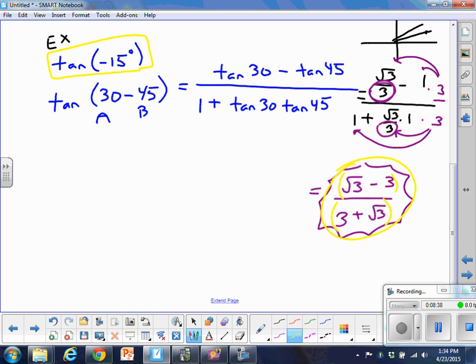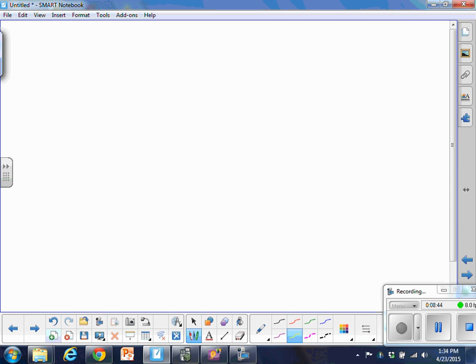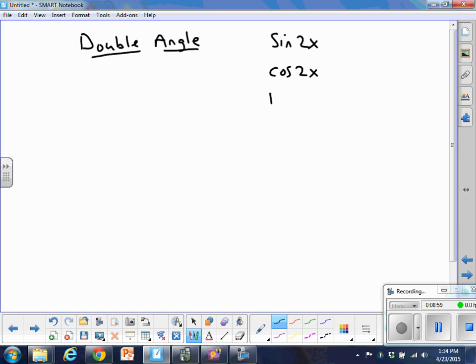And if those are the same, we did things right. Okay, so one other thing with these angle sum and difference formulas is it allows you to do double angle. Like for instance, let's say you had the sine of 2x or the cosine of 2x, or even the tangent of 2x. And there's a little shortcut formula that will allow you to replace those in terms of just x.